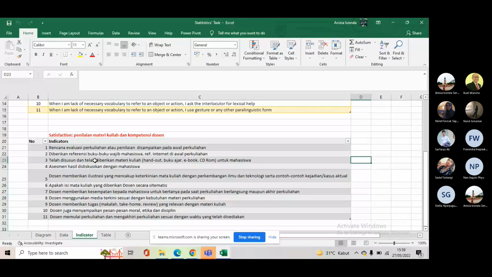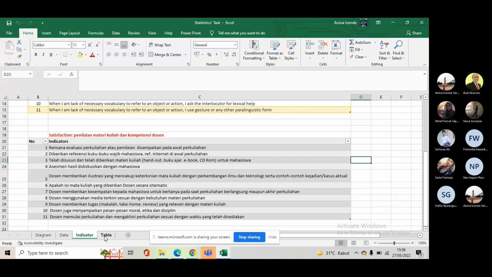Sir, this is not the real data. I mean, the indicators over here, I haven't shared them with my friend, the number. So it's not the real one. I'm sorry, sir. The satisfaction over here is in Indonesian. So penilaian materi kuliah dan kompetensi dosen. I took it from Siap.